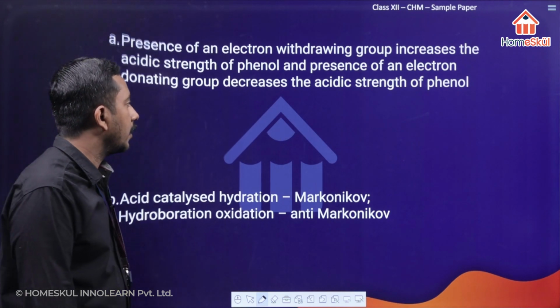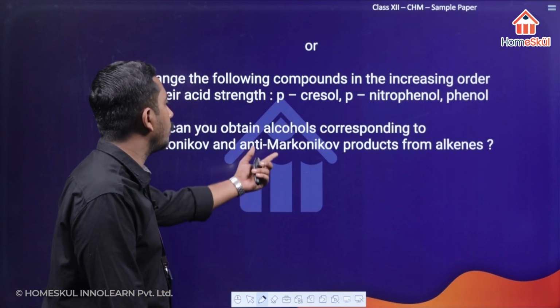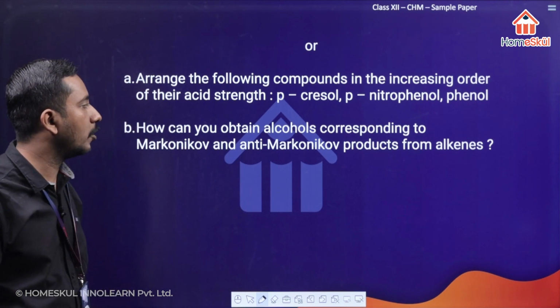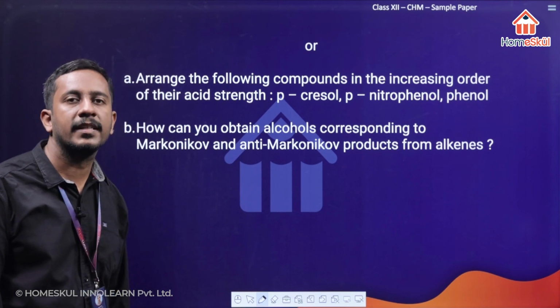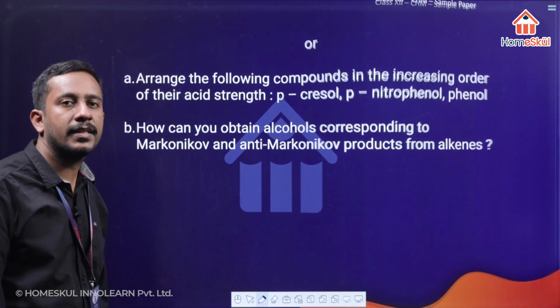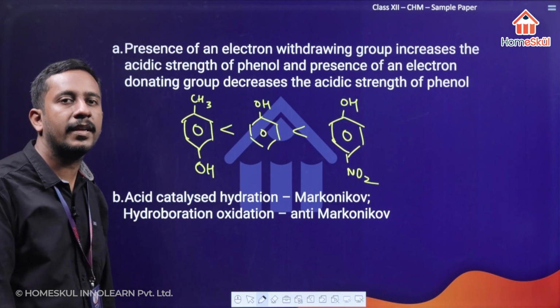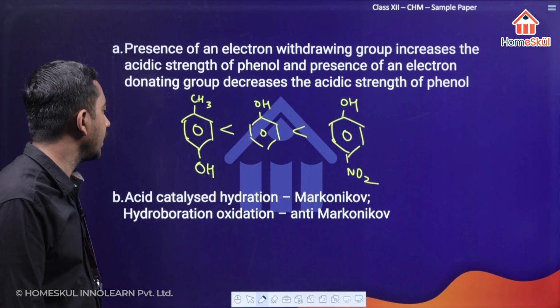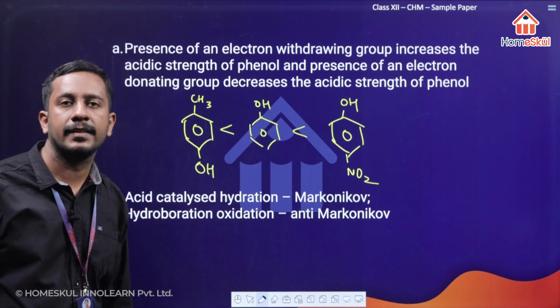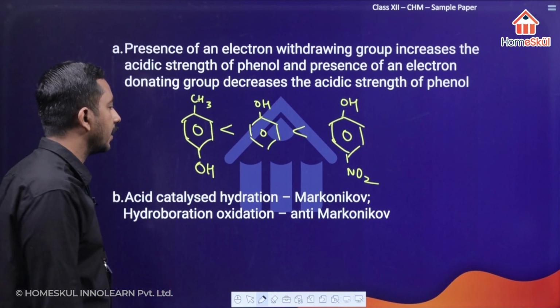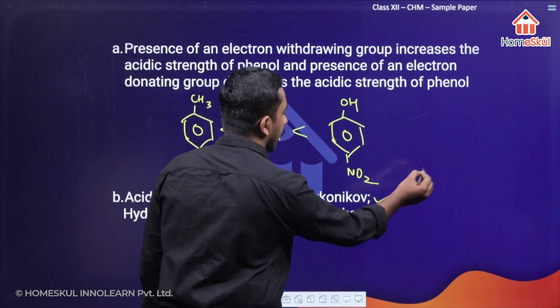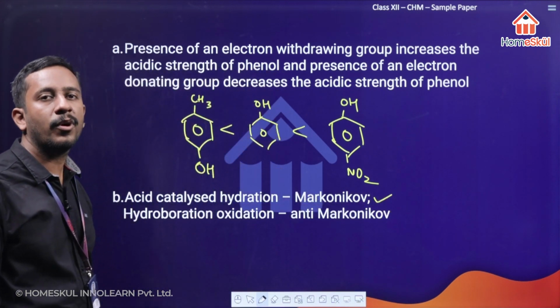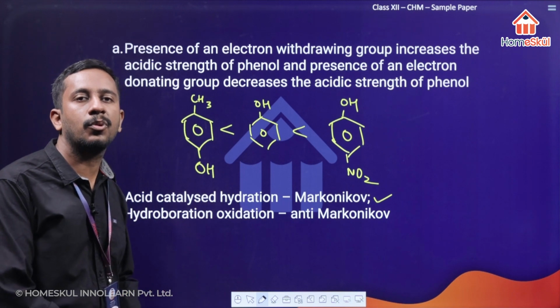Now the next question that is asked is that how would you obtain alcohols corresponding to Markovnikov and anti-Markovnikov products starting from alkenes? So that is a direct question which has been neatly explained in the preparation of alcohols, right? So if you start from alkenes and if you do an acid catalyzed hydration, we will be obtaining the corresponding Markovnikov product. That means the OH minus is going to attach to the most substituted carbon.